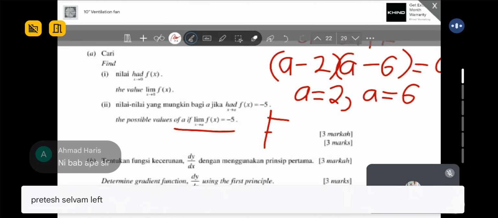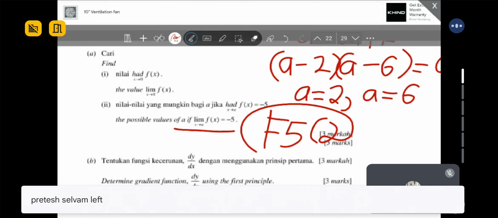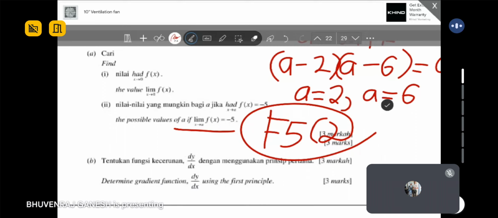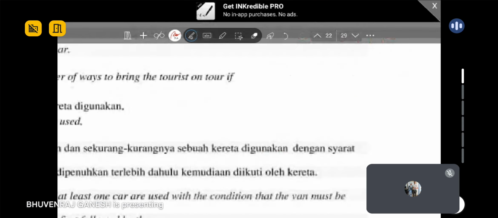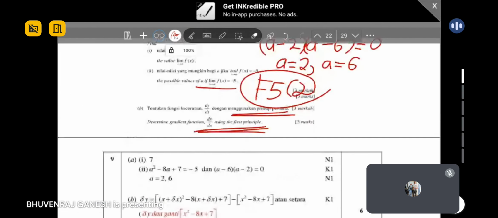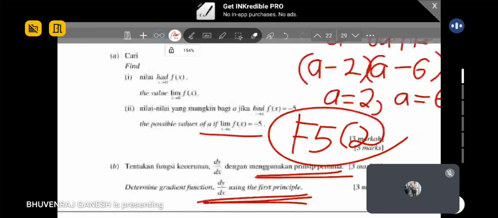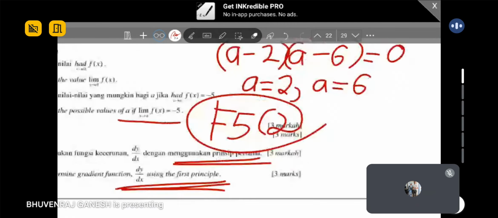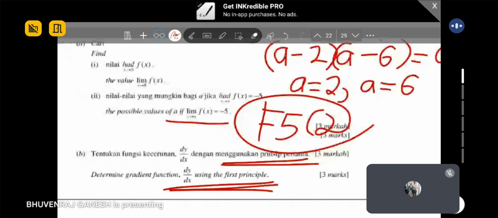Yang ni Form 5 Chapter 2. Pembezaan. Differentiation. Okay? This one guys. Listen up. Dengar betul-betul guys. Kamu kena tahu macam mana nak buat prinsip pertama. You must know how to do first principle. Okay? Differentiation likes to ask this one. Pembezaan suka tanya yang ni. So do you all know how to do first principle? Yes or no? Kamu semua tahu tak macam mana buat pembezaan peringkat pertama?